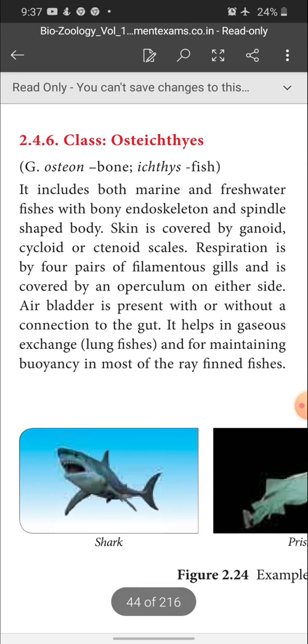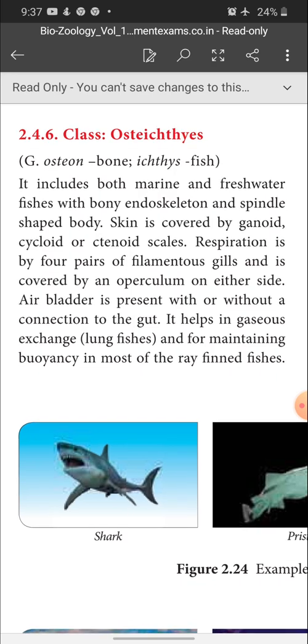Osteichthyes includes both marine and freshwater fishes with bony endoskeleton and spindle-shaped body. Skin is covered by ganoid, cycloid or ctenoid scales. Respiration is by 4 pairs of filamentous gills and is covered by an operculum on either side. As I said, respiration takes place by gills. How many gills are there? 4 pairs of gills are there, and the gills are covered by operculum.